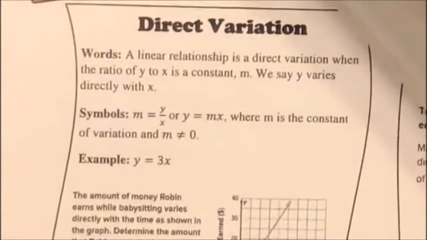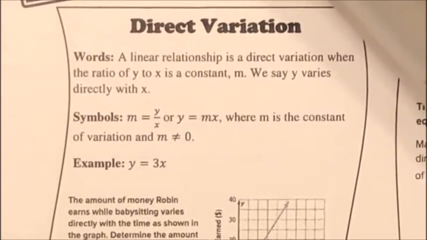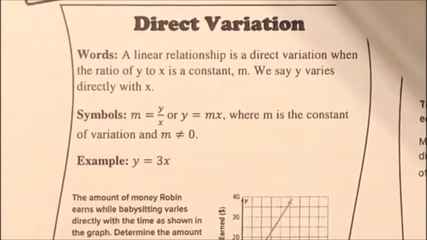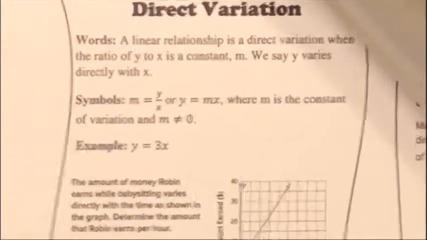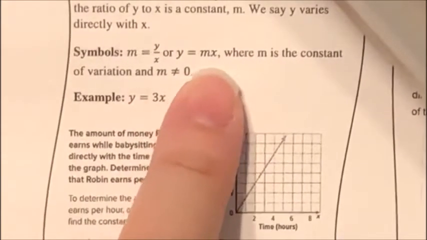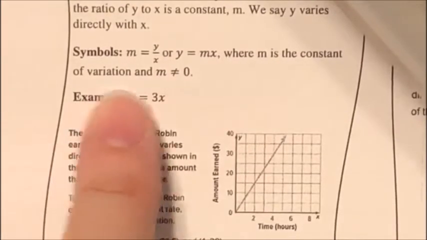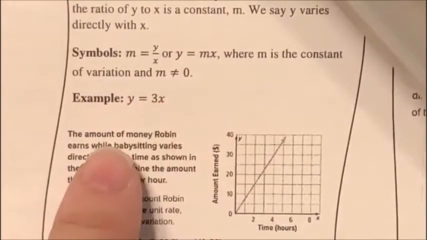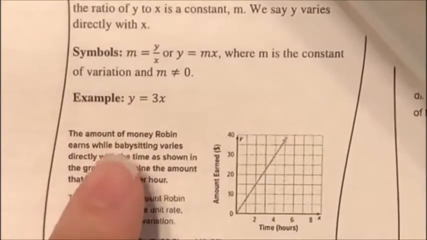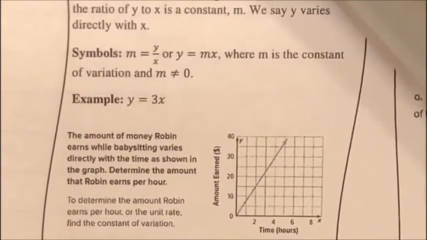Okay, so let's look at some examples. A linear relationship is a direct variation when the ratio of y to x is a constant, m, and we usually say m. We say y varies directly with x. So in symbols, m equals y over x or y equals mx, where m is the constant of variation and m does not equal 0. Examples: y equals 3x would be an example, or anything similar to that.